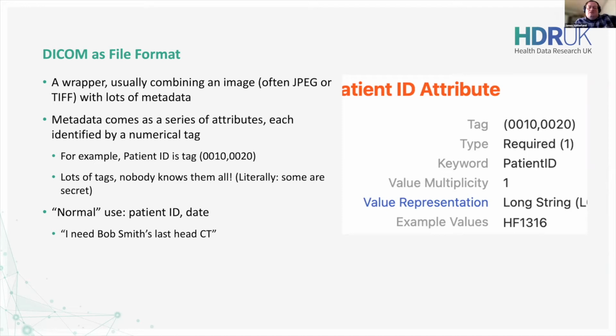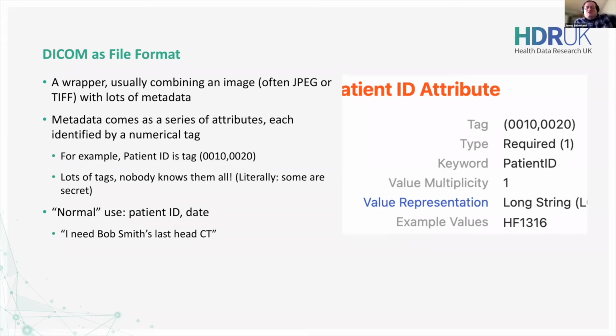So this is one example, the patient ID. Obviously, that's quite important in clinical use. You want to be able to find by patient ID quickly. And rather than names, it uses numerical tags. So there's a hierarchy of these. So this patient ID, it's tag 00100020. And that's required, so there can only be one of it. And this should identify the patient in the scan.